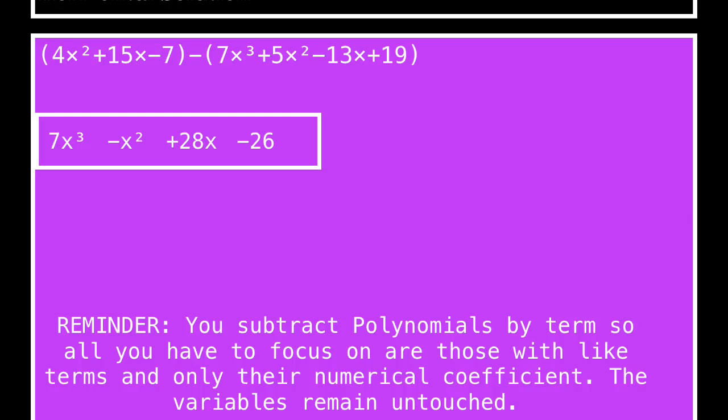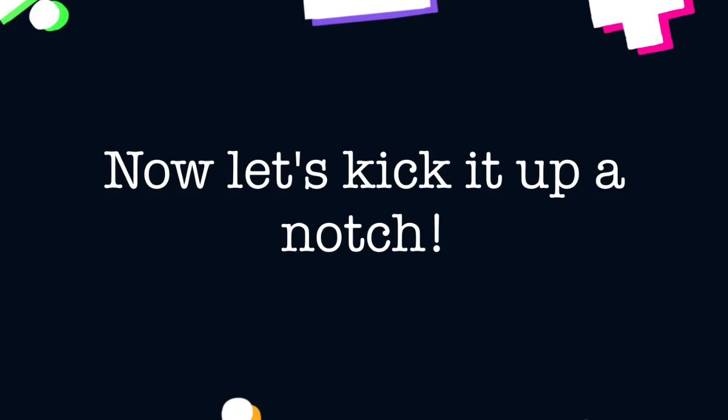Remember that you subtract polynomials by terms, so all you have to focus on are those with like terms and only their numerical coefficient. Variables remain untouched. Now, on to the next example.